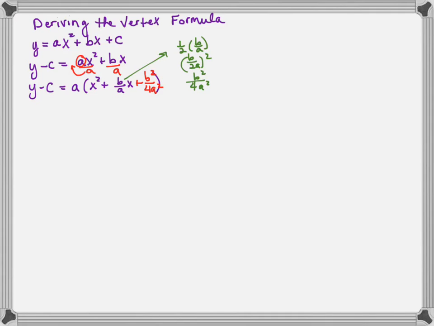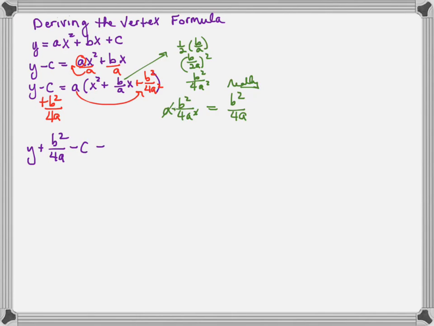Now I need to add the same equivalent value to the left hand side, but it's really not b squared over 4a squared because there's a factored out a. So if you multiply the a times the b squared over 4a squared, you'll see that that value that was added to the right hand side is really b squared over 4a. So that's what I have to add also to the left hand side to keep the equation balanced.